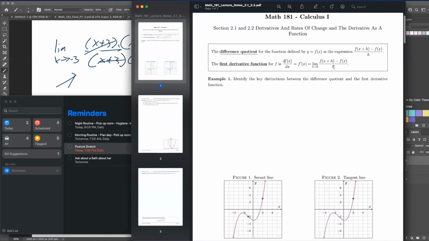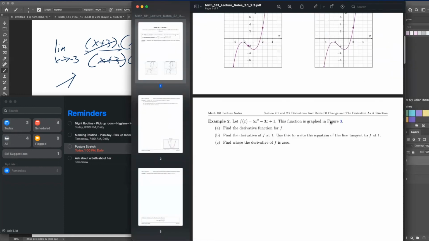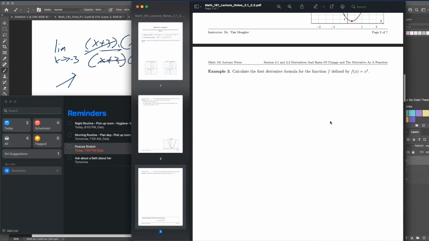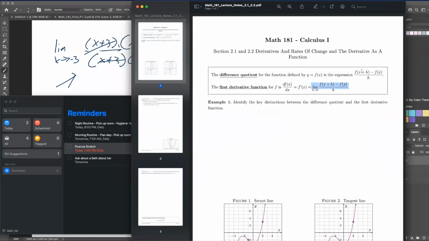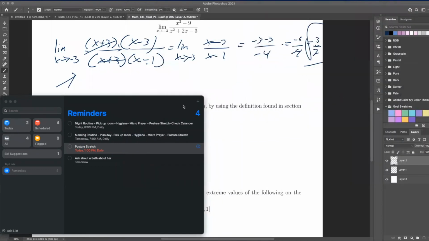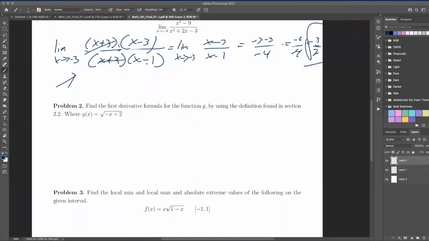So I mean doing this right here. Okay, so remember how we did this? Calculate the first derivative, and we did it by crunching through this right here. So that's what I mean. We're going to use this definition for a derivative. So let's do that.